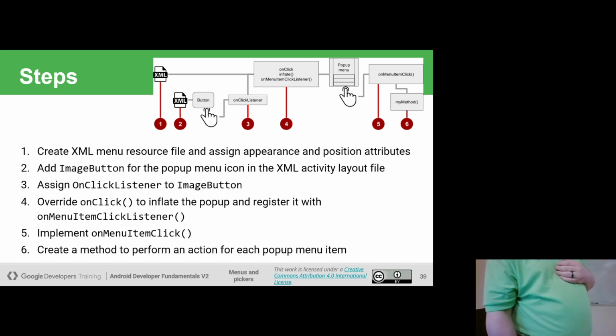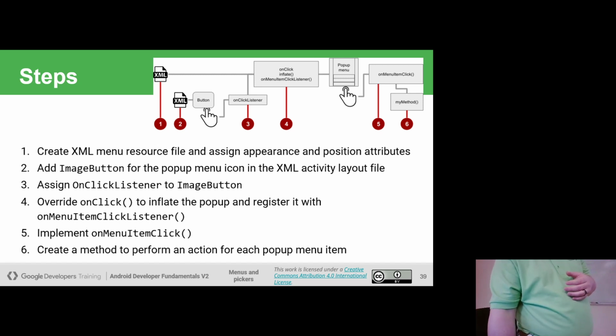Okay. So in this example, we're going to have an image button that the user clicks on or taps on. That's going to pop up this menu, which is going to do actions. So we create the menu, we add the image button to the layout. We're going to set an on-click listener on there. Now we can either do that on-click listener through the XML, as you've seen, or we can do that through code. Either of those are valid. So once that pops up, we then need to call this on menu item click listener and implement that.